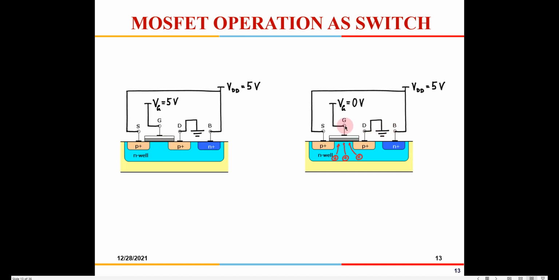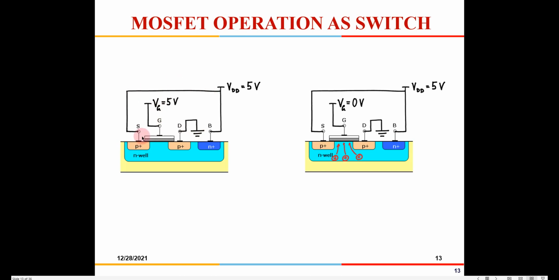Whereas if you give gate equal to 0 out here, it is going to attract all the positive ions which are available due to thermal emission in the N well, and also pull the positive carriers from the adjoining P plus source and drain. So a channel will be formed. It is a similar operation to that of the NMOS. Only thing is, now in the source we are giving 5 volts, and in the drain we are grounding it. For NMOS we did the other way around: for the drain we considered a high voltage, and the source we were grounding.